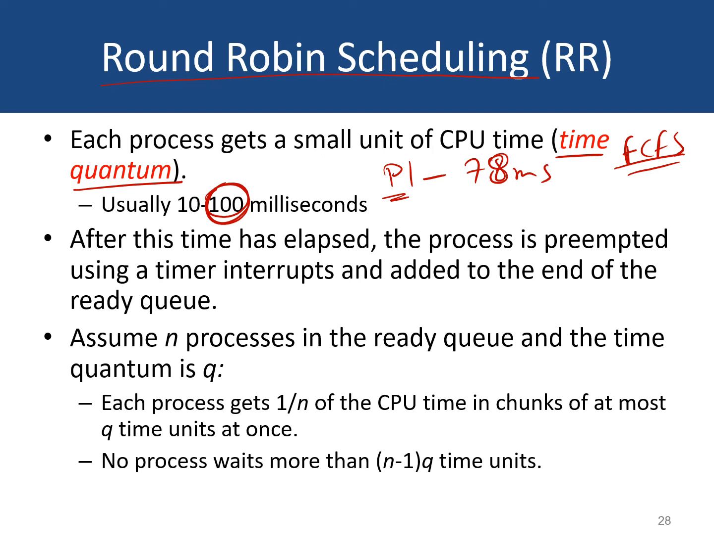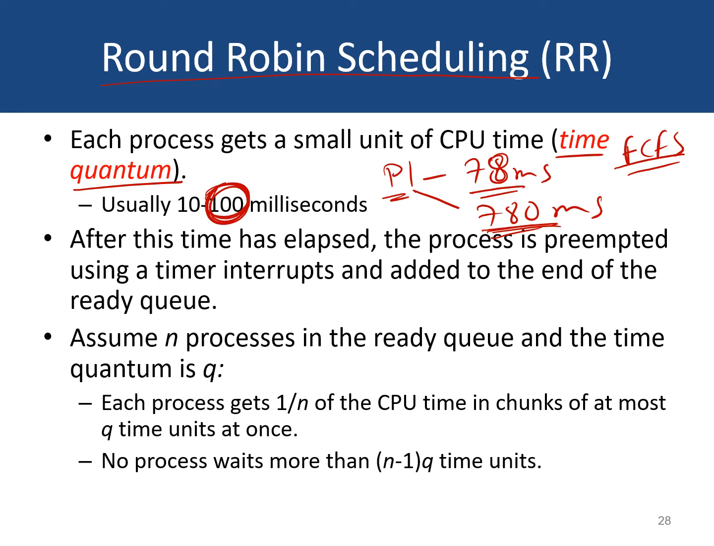Another possibility is, let's say process P1, instead of 78 milliseconds, required 780 milliseconds. So note that this is much longer than the time quantum length, which is only 100 milliseconds. So in this case, when the CPU burst of the process is longer than the allocated time quantum, there would be a timer interrupt at the end of the time quantum.